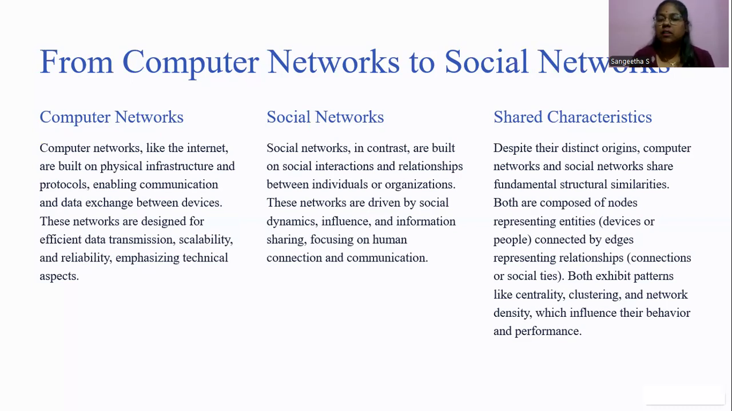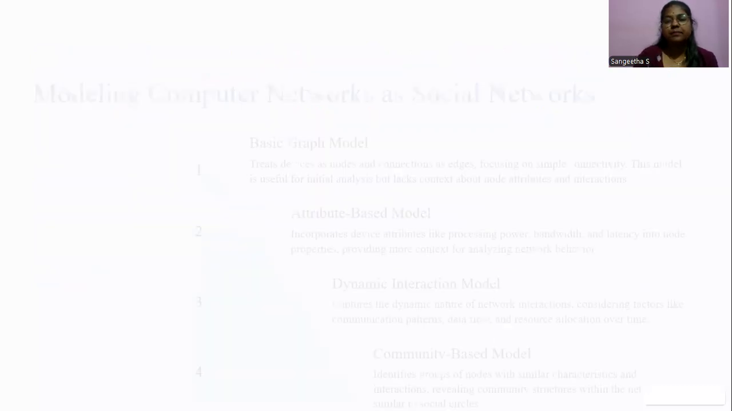Social networks, in contrast, are built on social interaction and relationships between individuals or organizations. These networks are driven by social dynamics, influence, and information sharing, focusing on human connection and communication. Shared characteristics. Despite their distinct origins, computer networks and social networks share fundamental structural similarities. Both are composed of nodes representing entities connected by edges representing relationships. Both exhibit patterns like centrality, clustering, and network density, which influence their behavior and performance.